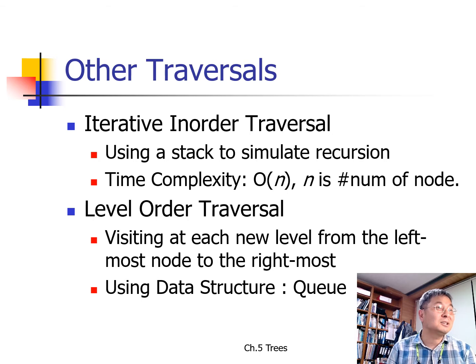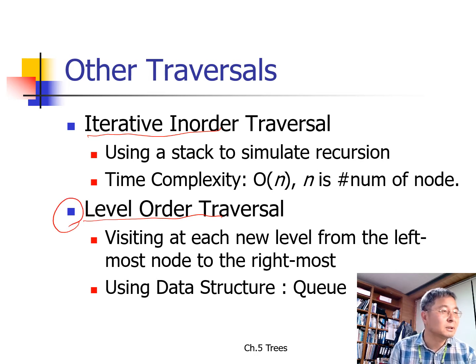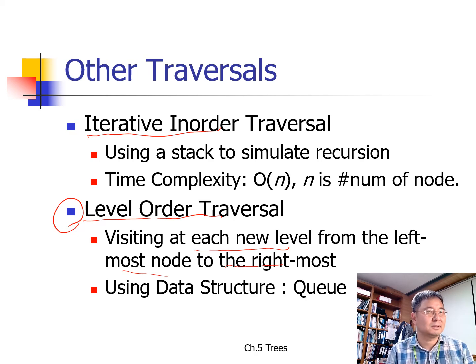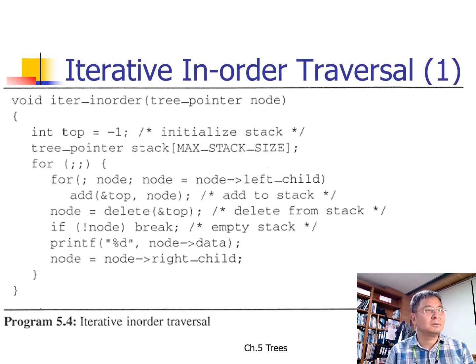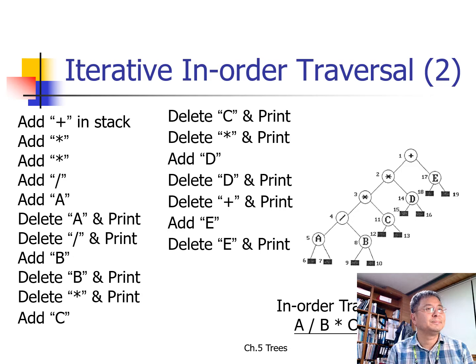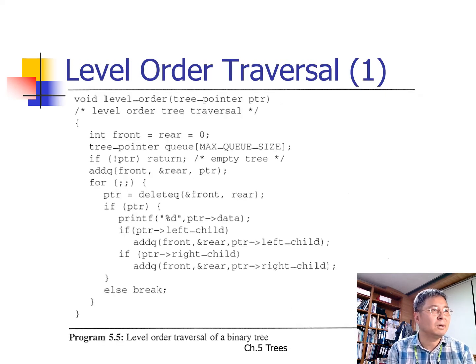And there are other traversal methods other than the three, in-order, pre-order, and post-order. They are called iterative in-order traversal and level-order traversal. So there are two other traversal methods. Among these, level-order traversal is important. It visits each new level from the leftmost node to the rightmost. Okay, we will skip iterative in-order traversal and go to level-order traversal.